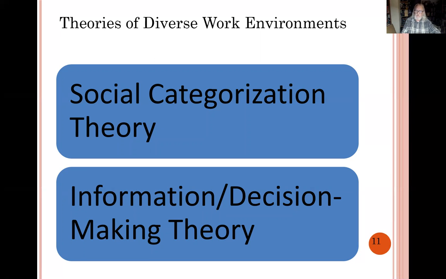And generally, I think you'll find that's not what we're taught in most of our classes. But remember, these are theories, and they both do have their research to support them. Now, the information decision-making theory is almost a complete opposite of this social categorization theory. They say that diverse groups outperform homogeneous groups, and this is what we generally hear from most of our studies.